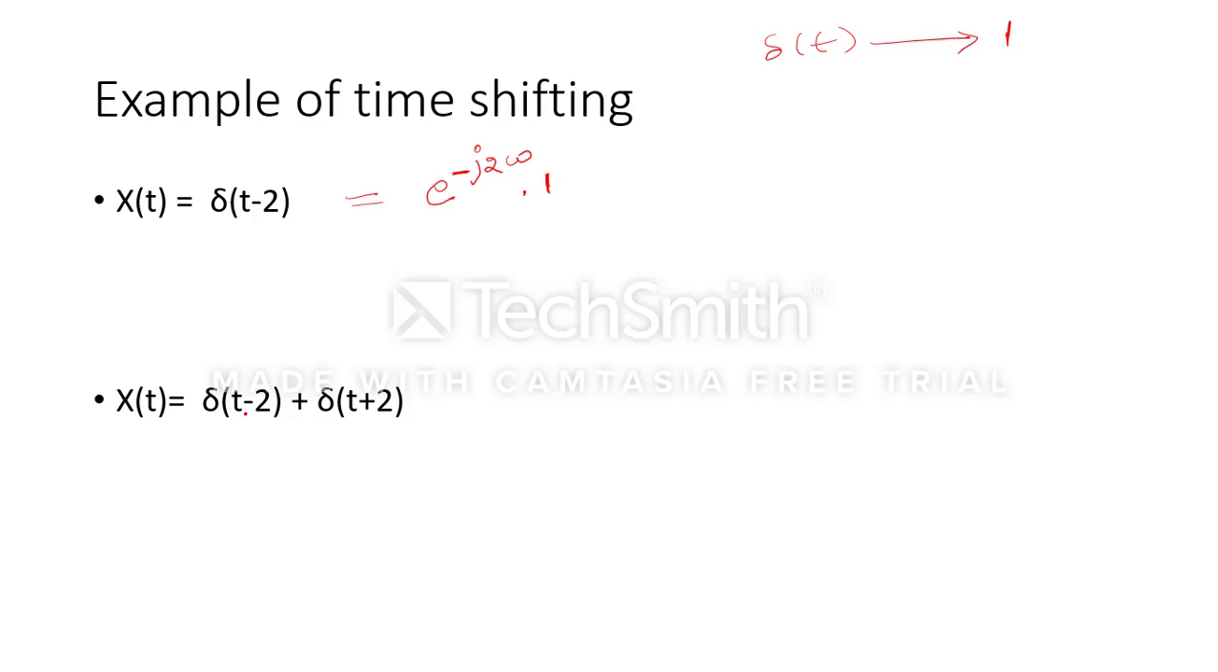In the same way we have to find it for the next one. So what we will do: e^(−2jω) multiplied by 1, as the Fourier transform of δ(t) is 1, plus e^(2jω) multiplied by 1, because a positive sign is there. So the final Fourier transform will be e^(−2jω) + e^(2jω).